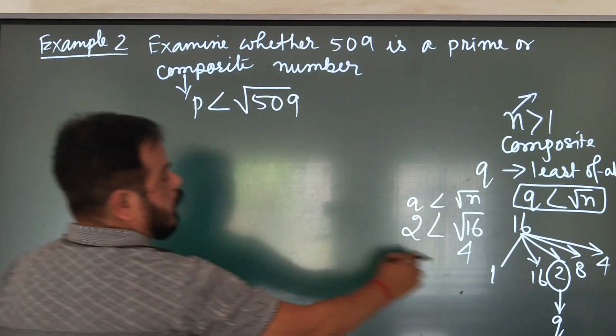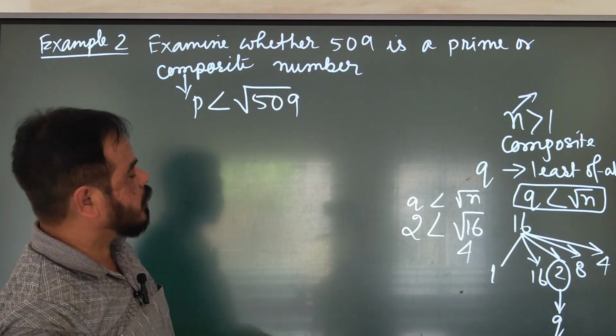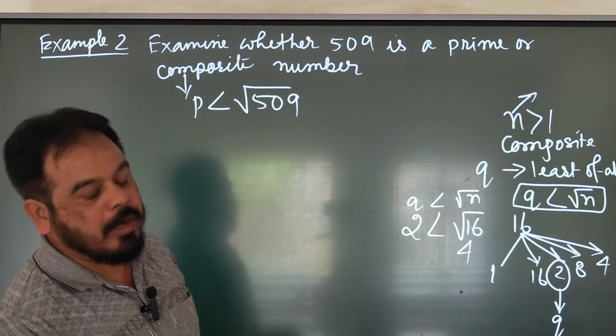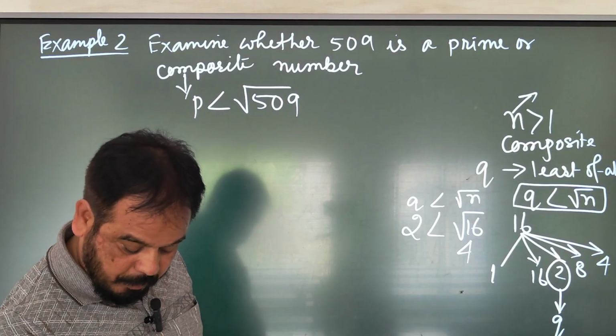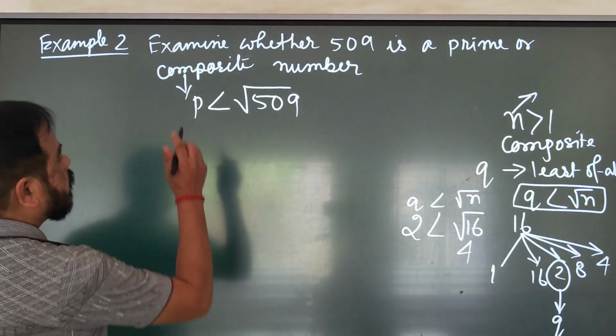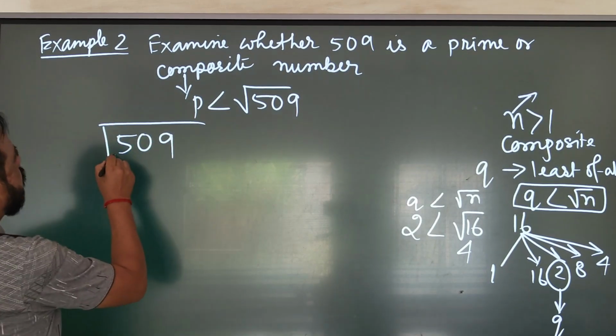Sorry, P is the list of all integers, sorry, all divisors, and which should be smaller than the square root of 509. I think the square root of 509 is found. Okay. Let us find out the square root of 509, that you know, all of you.